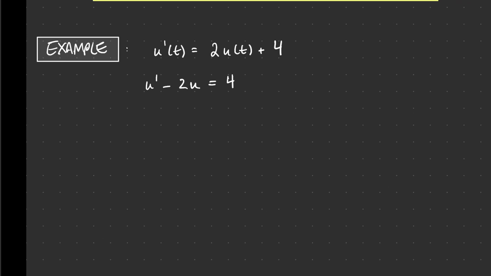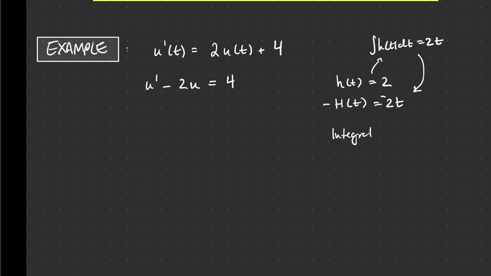All right, so we identified that little h of t is 2. So that means negative big H would be 2t, right? It's the antiderivative of h, in case we're feeling rusty. So we take that to be our big H of t. That should be negative, please make a note of that. So then this is going to be our integrating factor: e to the negative big H, which is e to the minus 2t.